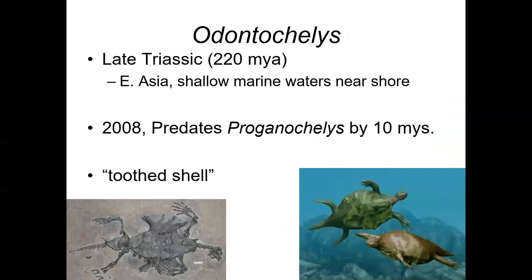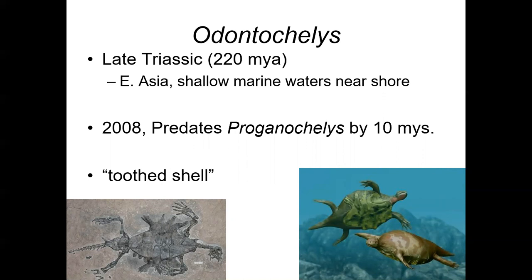So let's talk about some of these early fossil records for our anapsids. Let's focus on the late Triassic, about 220 million years ago, and we're going to focus on Odontochelys. This was a shallow water fossil from East Asia. It was discovered in 2008, and it actually predated the earliest known turtle by about 10 million years. It had a fully formed, relatively small shell, around 16 inches long.